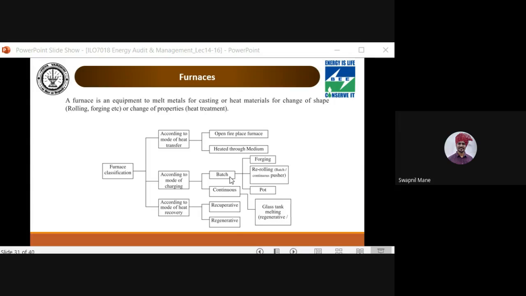Or it can be a pot type setup in which a batch of the material can be processed. According to mode of heat recovery, there are heat recovery devices for furnaces. It can be recuperative or regenerative. Recuperative means the transfer of heat takes place with the two separated by a medium, whereas in regenerative the two mediums come in contact with each other.